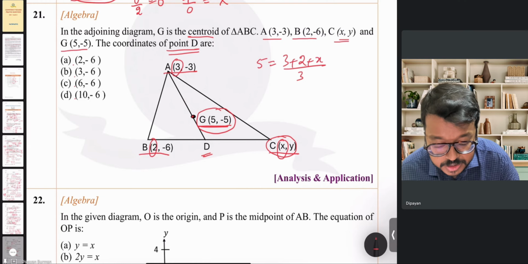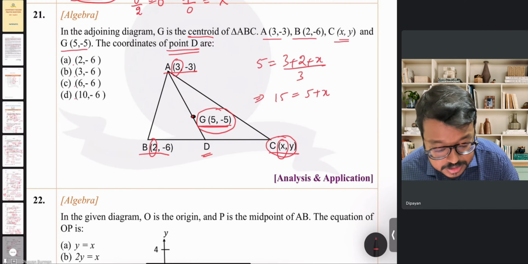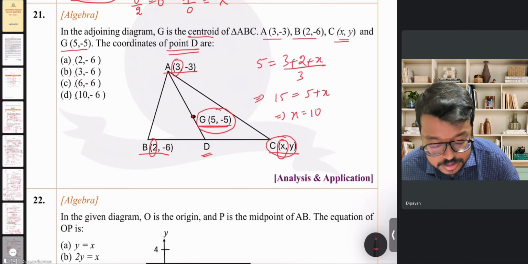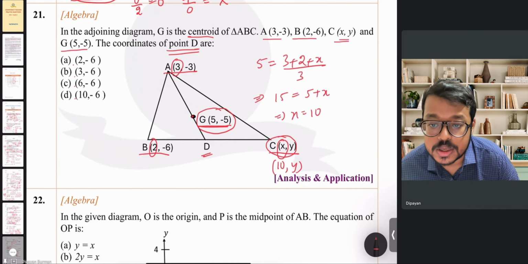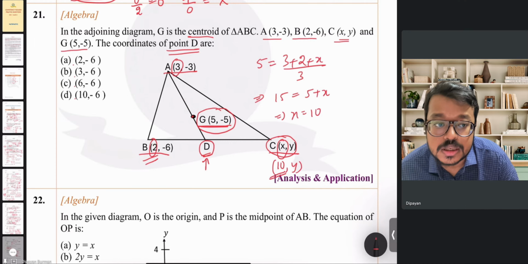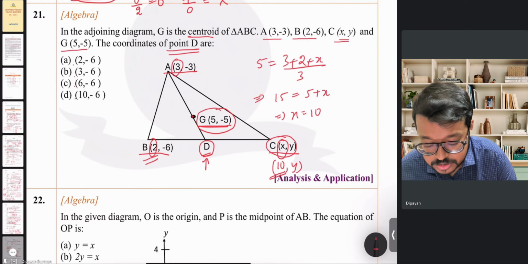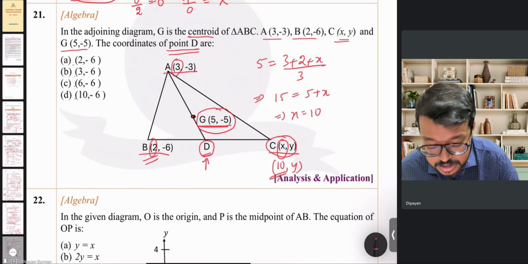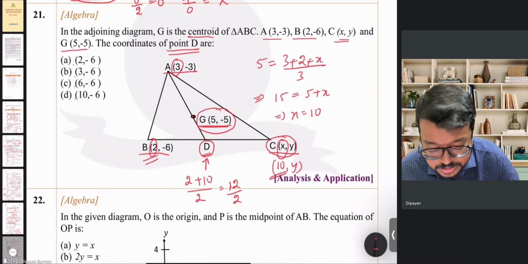If I simplify this, 15 will be equal to 5 plus x, and x will be equal to 10. So the x coordinate of C is 10. So C is 10 comma something. Then if I look at point D, D is the midpoint of B and C. So the x coordinate of D has to be the average of the x coordinates of points B and C. So the average is (2 plus 10) by 2, 12 by 2, which is 6.